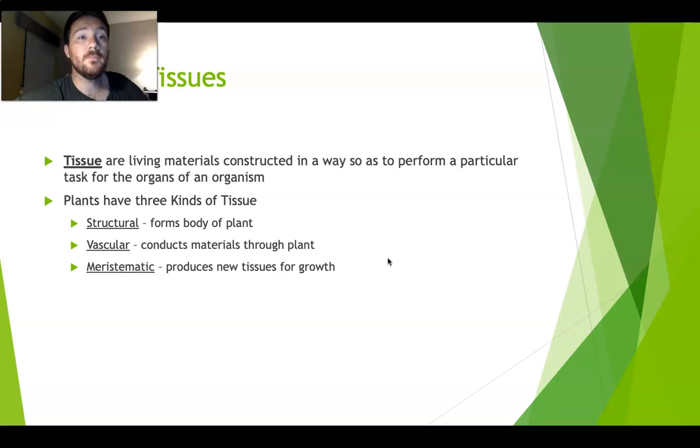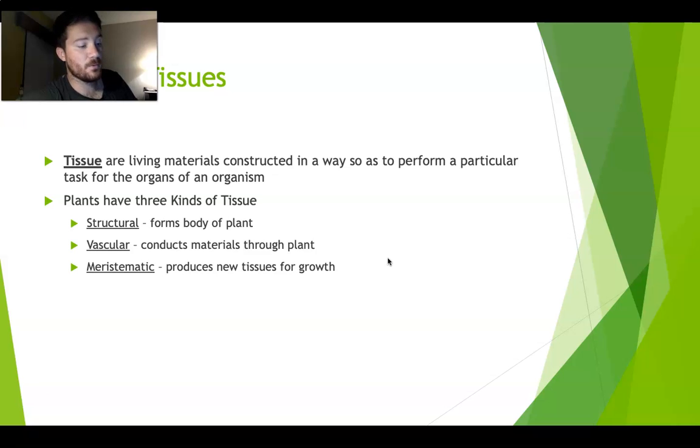Now, in humans, we have 4 different kinds of tissues. We have muscular tissues, connective tissues, nervous tissues, and epithelial tissues. And those are really easily recognizable in the human body. Plants have 3 different kinds of tissues. They have structural tissues, vascular tissues, and meristematic tissues. And these 3 form different things within a plant. Structure forms a body. Vascular forms the connecting and conducting materials.